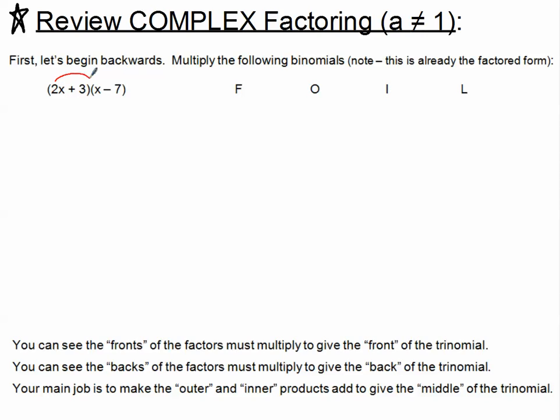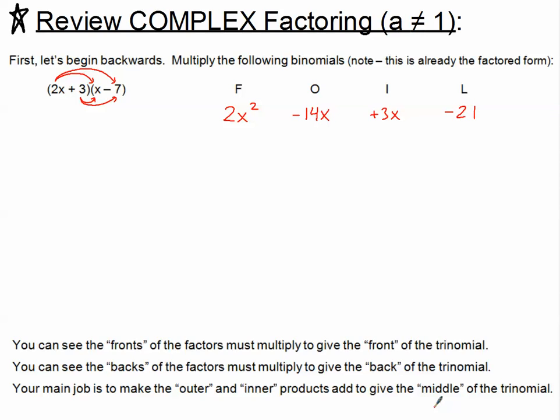Let's multiply the first terms together. We get 2x times 1x, that gives us 2x squared. Let's multiply the outer terms together. That's 2x times negative 7 gives me negative 14x. Let's multiply the inner terms together. 3 times x gives me positive 3x. And let's multiply our last terms. 3 times negative 7 gives me negative 21.